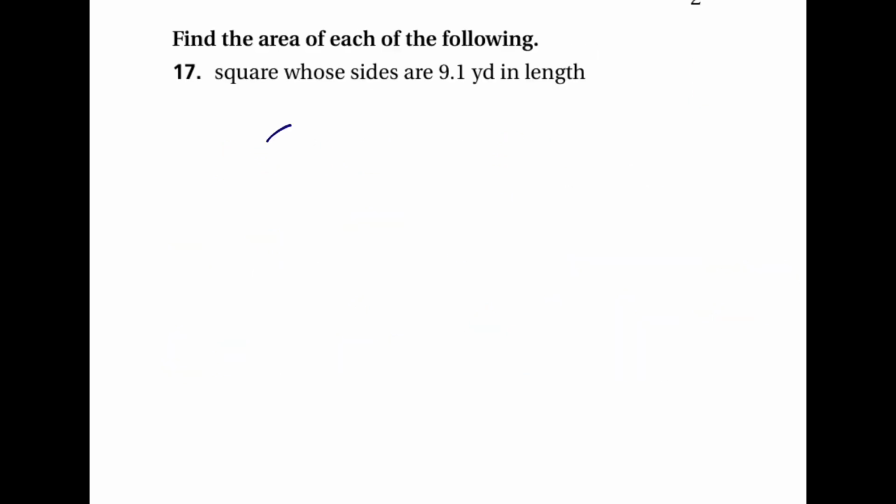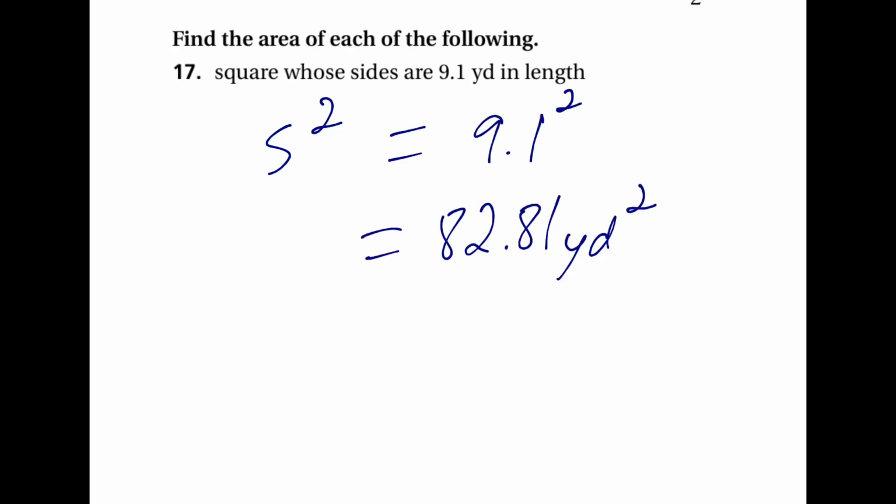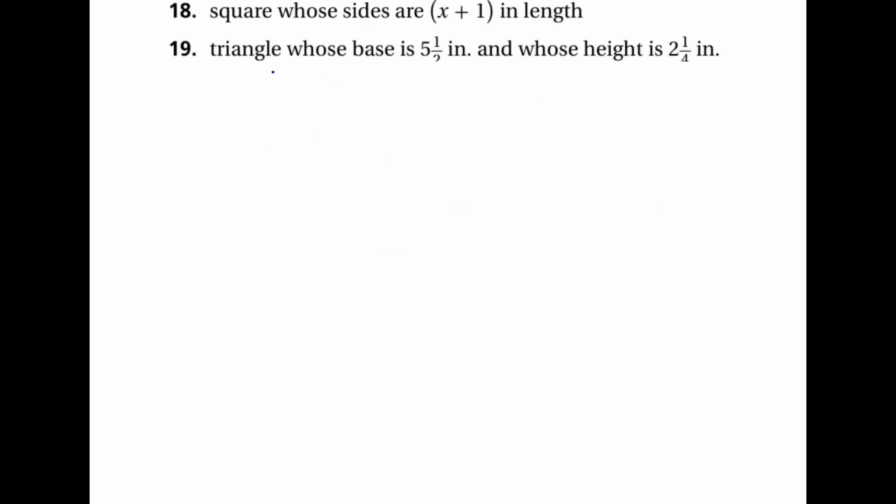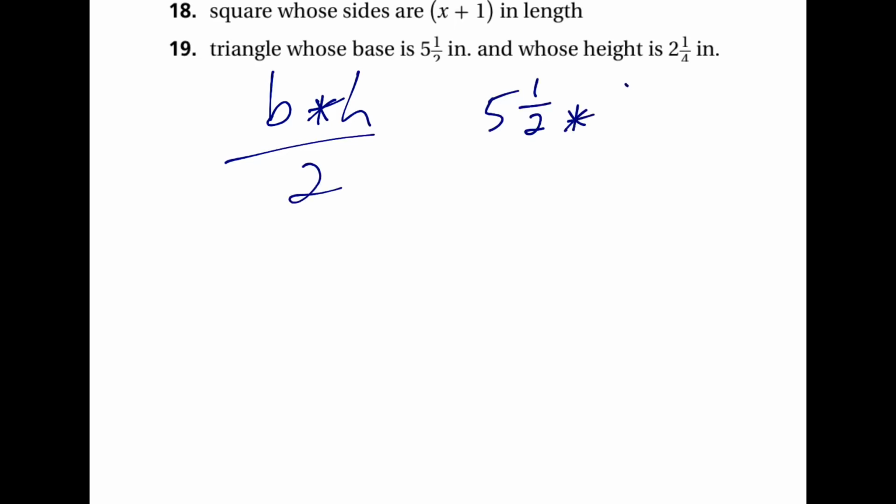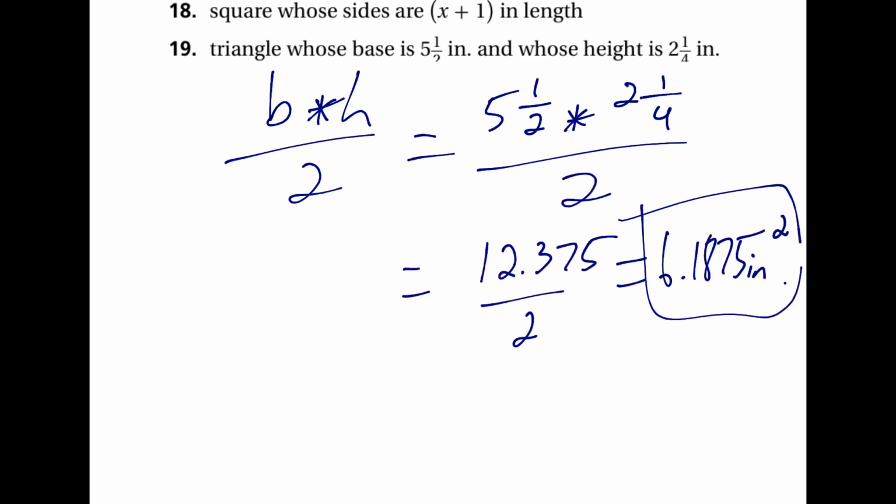17, area for a square is s squared, so this is 9.1 squared, 82.81. 19, area of a triangle is base times height divided by 2. So if I plug in those values, I have 5 1/2 times 2 1/4, all divided by 2. If I simplify, I end up with 6.1875 inches squared.